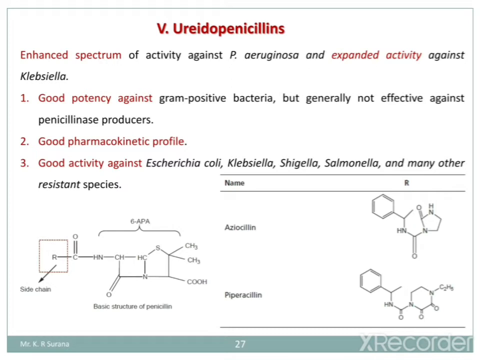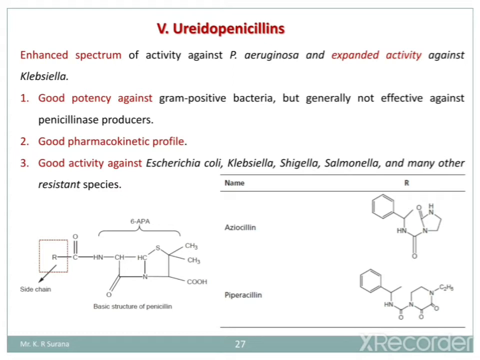These also have a good pharmacokinetic profile and good activity against Escherichia coli, or E. coli, then Klebsiella, then Shigella, then Salmonella, and many other resistant species. So these are the particular things that we have to remember about these penicillins. An example of ureidopenicillin is given over here. Again the basic structure is given, and at the R group we have to substitute into the side chain.